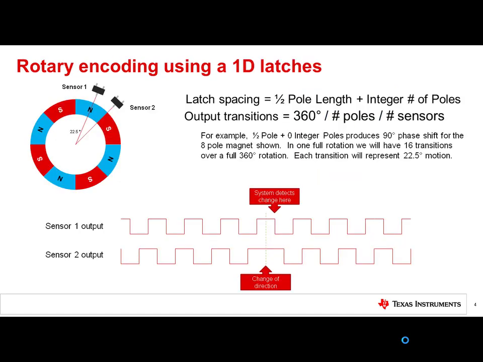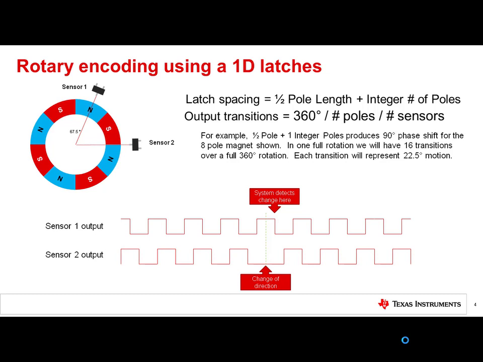1D Hall effect latches may be used in incremental rotary encoding, but this requires two devices. One latch can be used to determine the speed of the motor, while a second latch can be added with a phase offset, which will produce greater resolution and enable detection of rotation direction. Creating this phase offset requires appropriate spacing of the sensors. An ideal 90-degree quadrature offset is attained when the sensors are separated by half the length of each magnet pole, as shown here, or at any integer number of pole lengths.